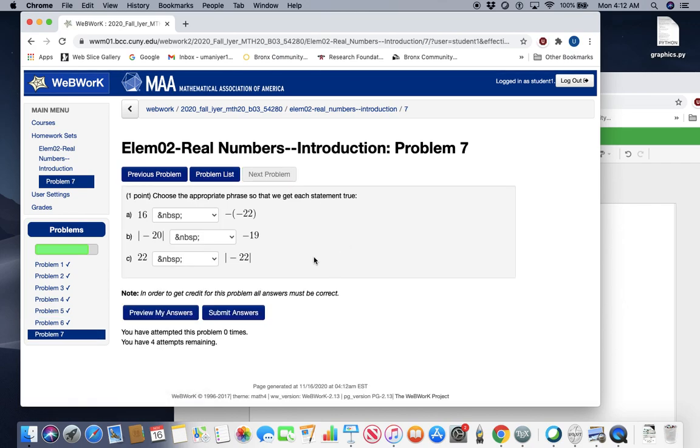Here, 16 and negative of negative 22. That's positive 22. 16 is less than positive 22. That's absolute value of negative 20. So that's 20 and that's negative 19. 20 is greater than any negative number. Here 22, and this is absolute value negative 22. So that's also 22. 22 is equal to 22.